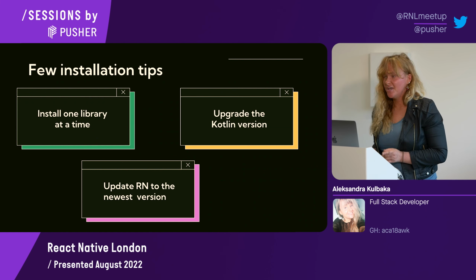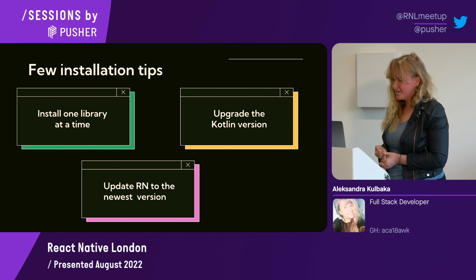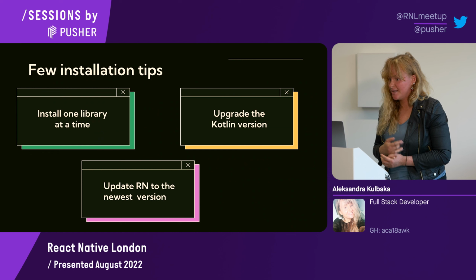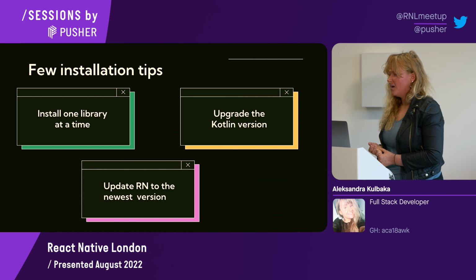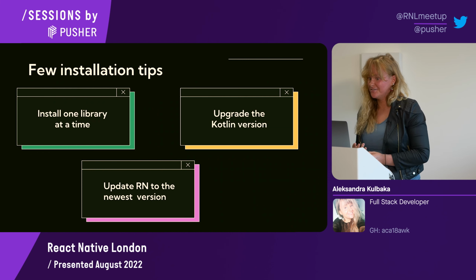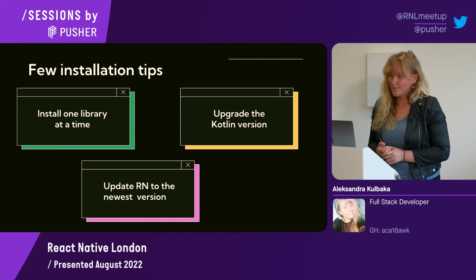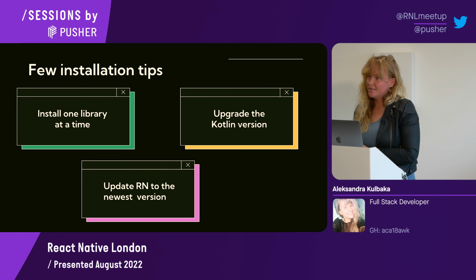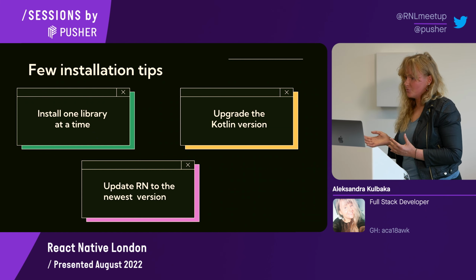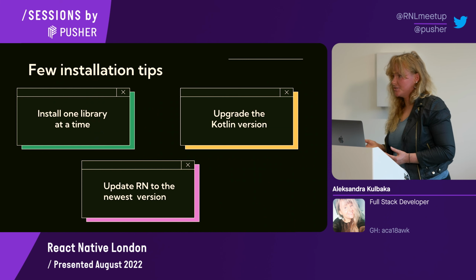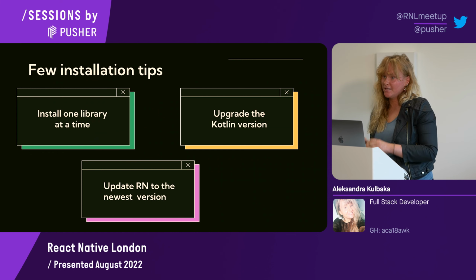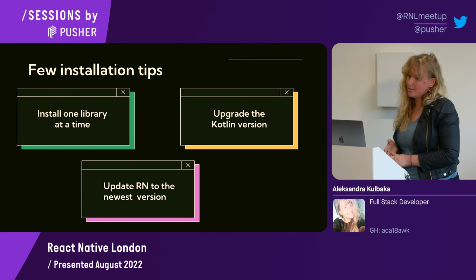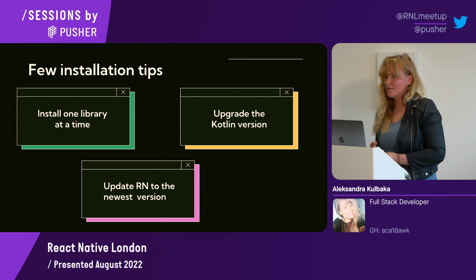Before you do that though, make sure to update your React Native version. Before we did that, we had a lot of random errors, and after we updated the React Native version to the newest, most of them just disappeared, so that's really cool. Similarly to that, upgrade the Kotlin version. We couldn't get the Android app running until we upgraded the Kotlin version. That was basically the fix to all the errors that we'd been getting. So make sure you update your dependencies and install one library at a time, and I'm sure you will be fine.